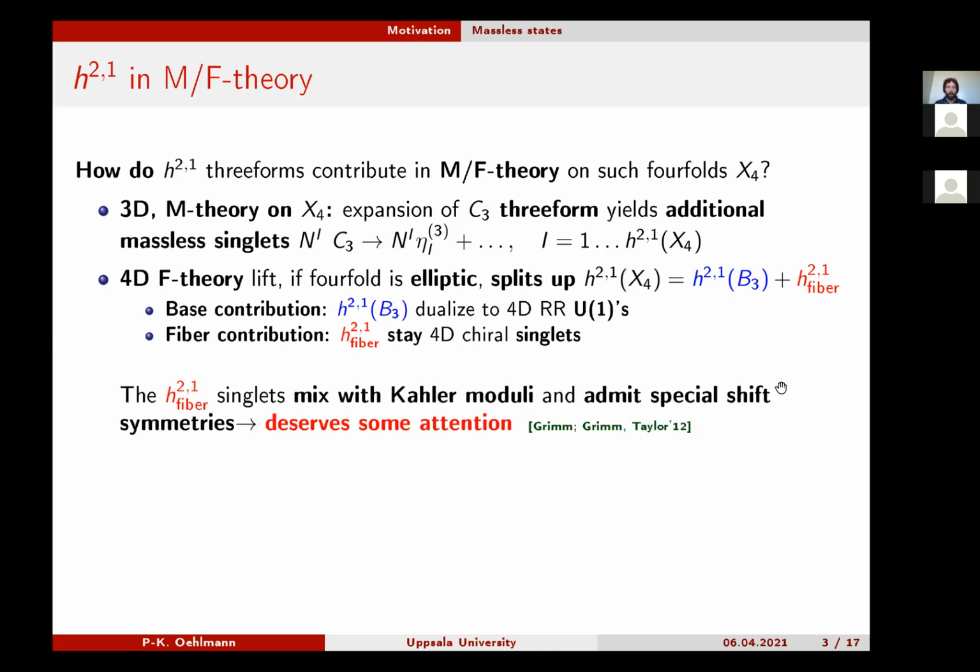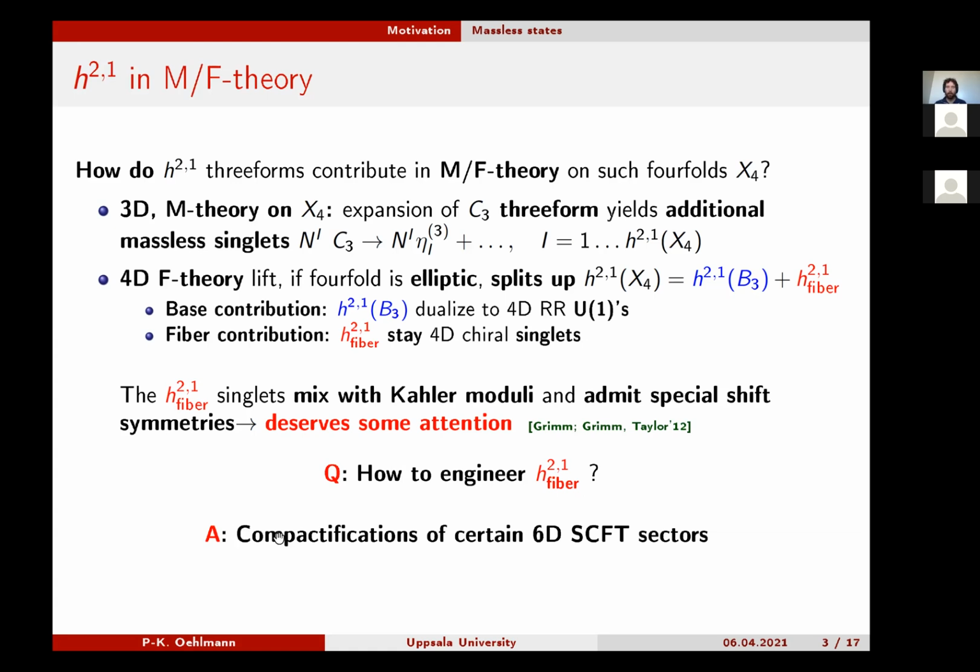And of course, as someone who does a lot of F theory like me, you would like to know, how can I actually systematically engineer these H21 contributions geometrically? And the spoiler to all of this is that this will have to do with certain compactifications of some 6D SCFT sectors in your geometry.